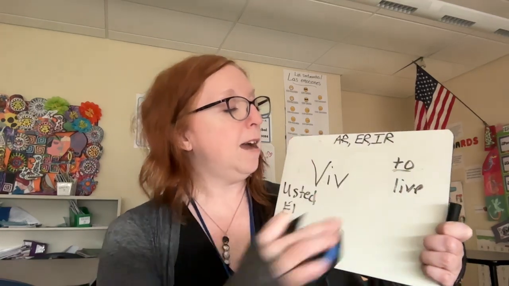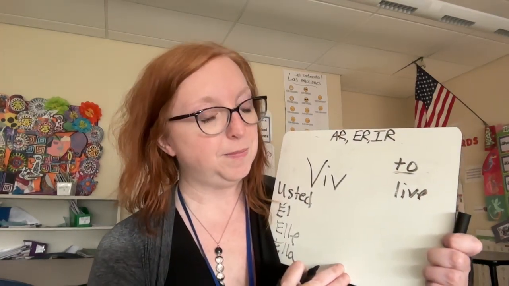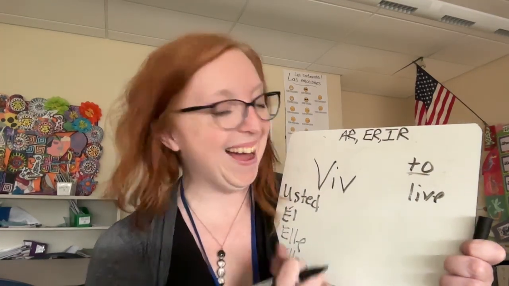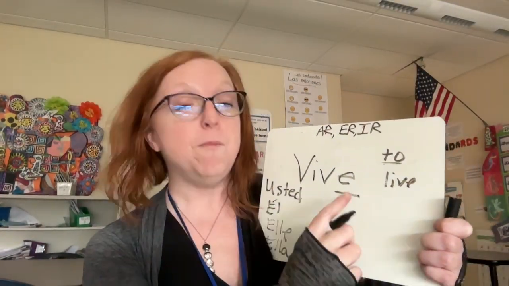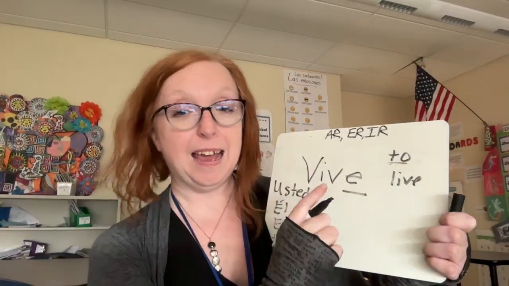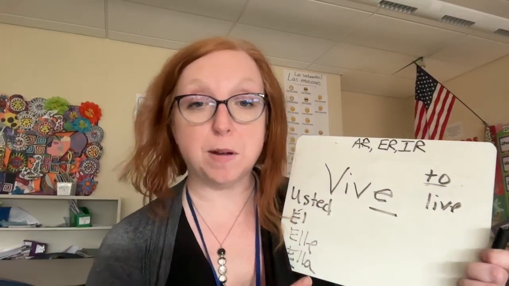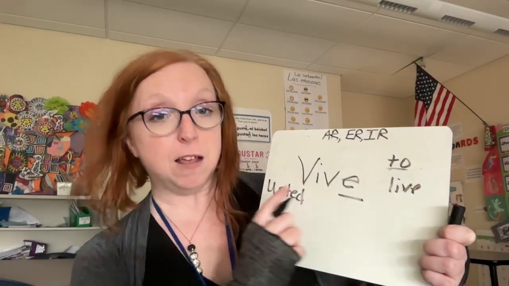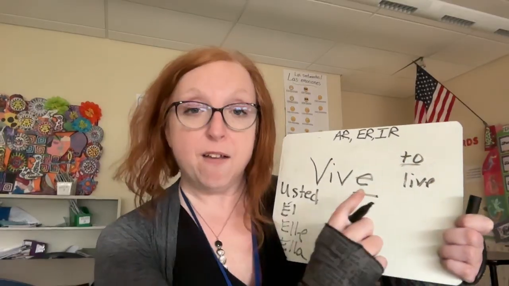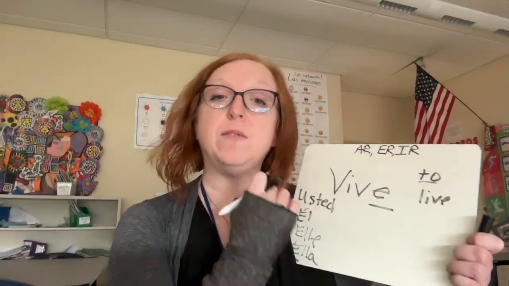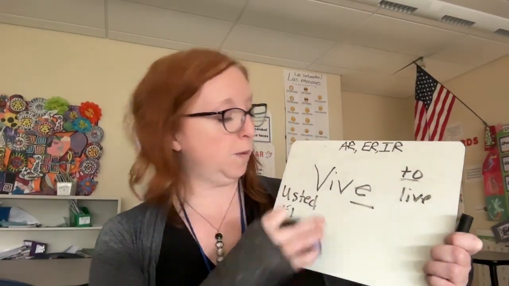I chop off the IR, and what do you think I put there? Not an I, it's an E. You're right, it's an E. So usted vive, you live. Elle vive, he lives, if I'm talking about somebody singular. Ella vive, she lives. So we've got our singular conjugations for IR verbs.